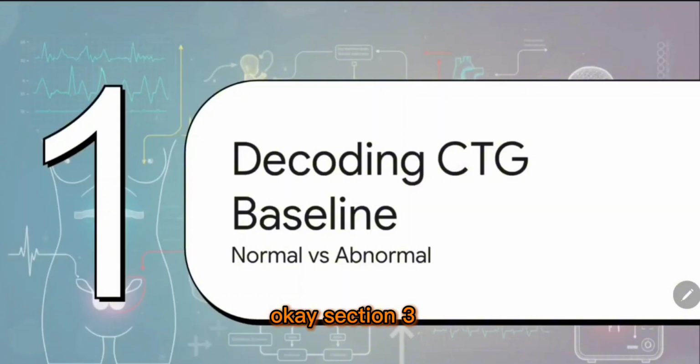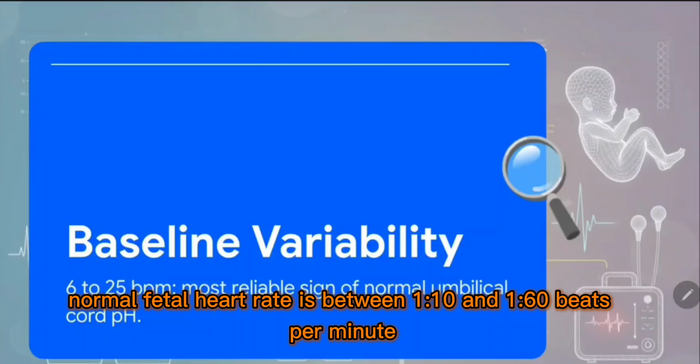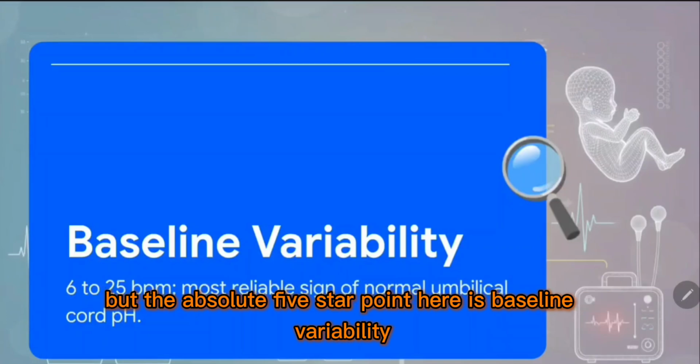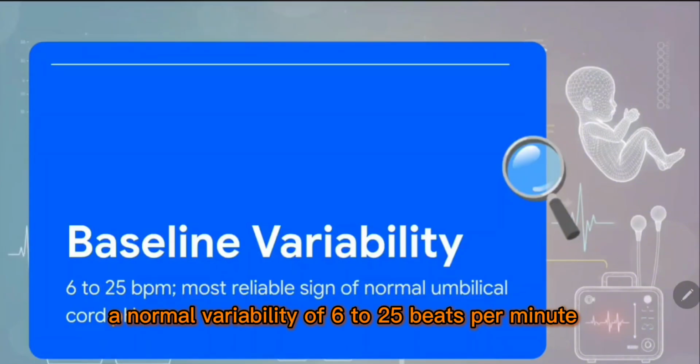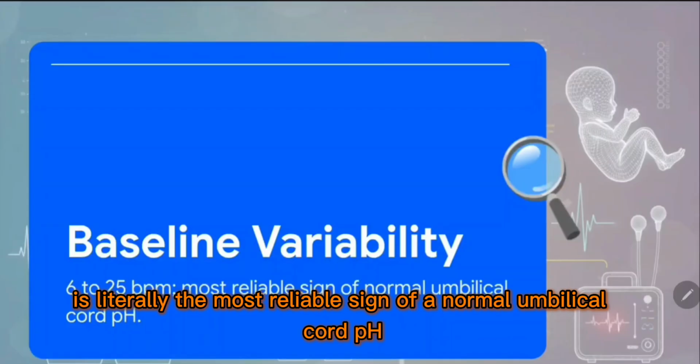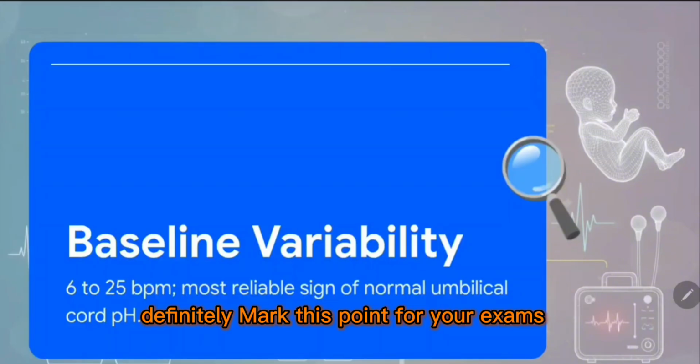Okay, Section 3, decoding the CTG baseline. Normal versus abnormal. First up, normal fetal heart rate is between 110 and 160 beats per minute. But the absolute 5-star point here is baseline variability. See those irregular fluctuations? A normal variability of 6 to 25 beats per minute is literally the most reliable sign of a normal umbilical cord pH. On the flip side, absent variability is your most reliable sign of fetal hypoxia. Definitely mark this point for your exams.